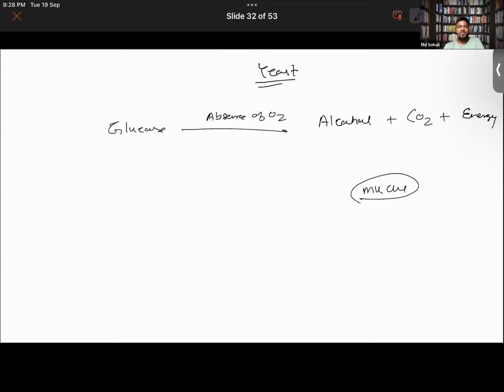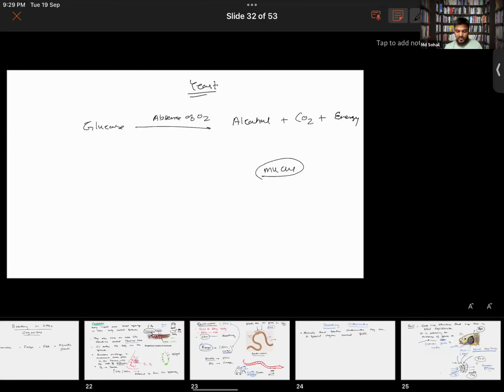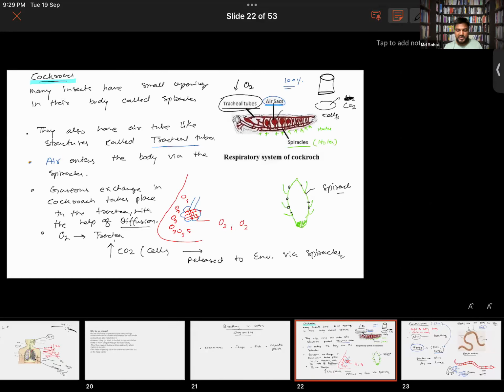And in the case of cockroach, what is the site of gaseous exchange? Can you repeat the question? Cockroach has which organ as the site of gaseous exchange? Tracheal tubes, sir. I was absent on the day you told about the animals. You were not present that day. I will watch the recordings. So here you can see they have got tracheal tubes.